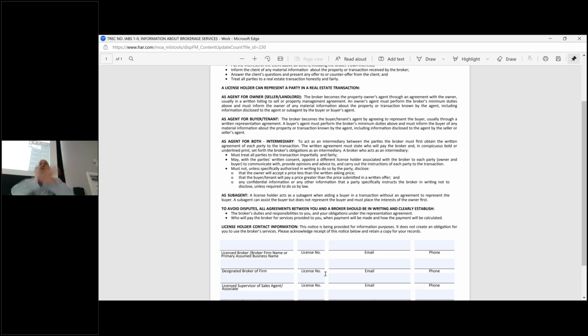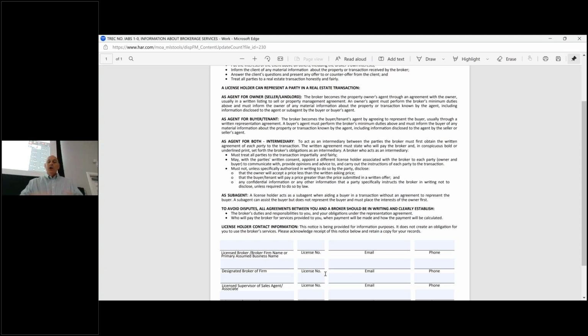So most brokerages do not allow their agents to compensate sub-agents. If you want to present an offer on our listing on behalf of a buyer, doggone it, you better represent the buyer. Get a buyer rep agreement. That way we know who we're dealing with, and we're not responsible for your actions. Your broker's going to be responsible.